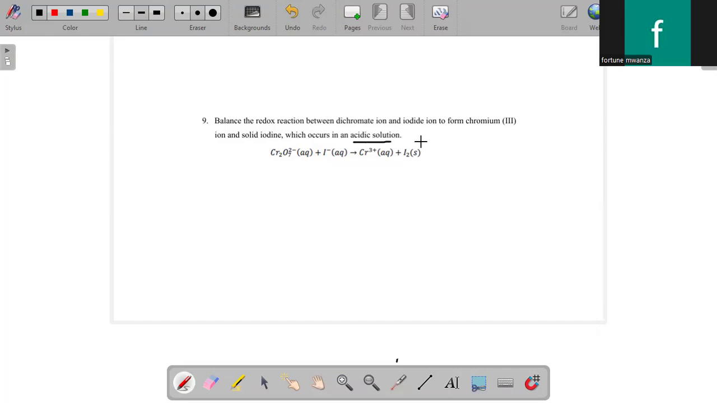Remember I said when we are balancing our redox reaction in acidic solution, we will be adding water molecules and hydrogen ions. Then in basic media, you add water molecules and hydroxide ions. That's for the basic media. So now here we are balancing this equation in acidic media.